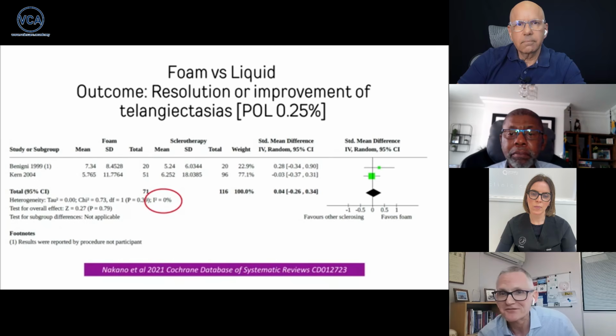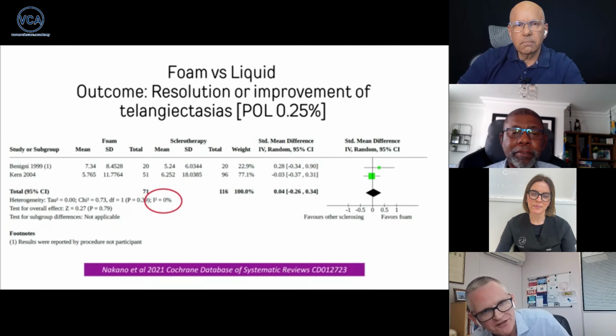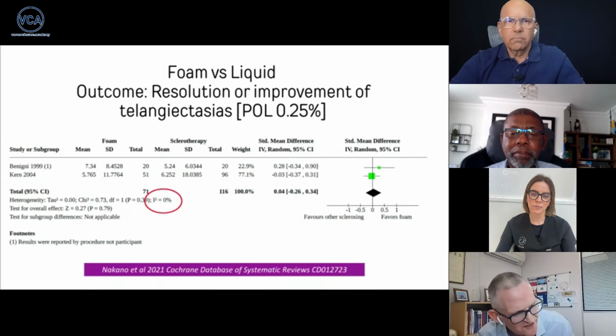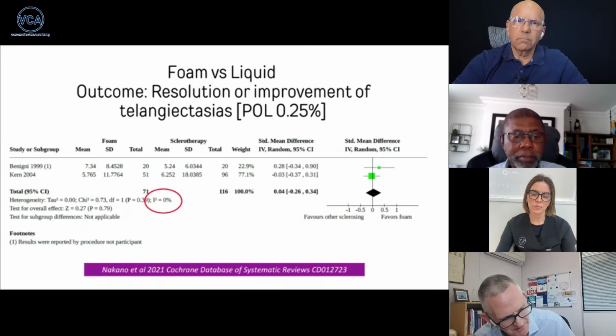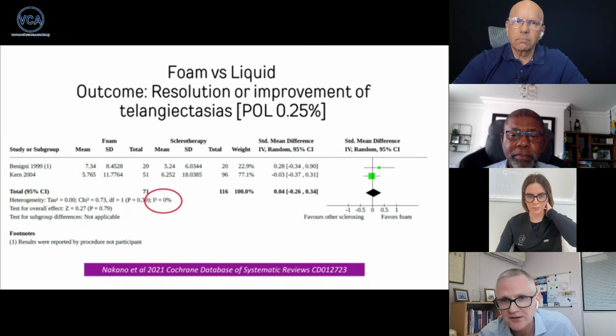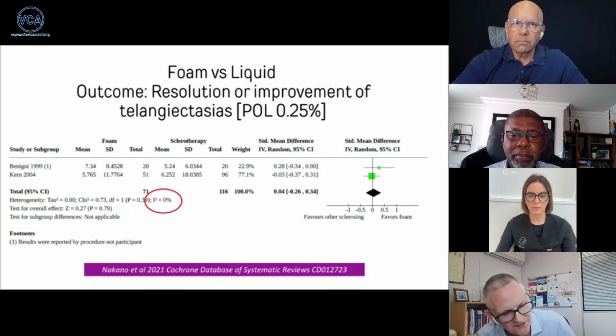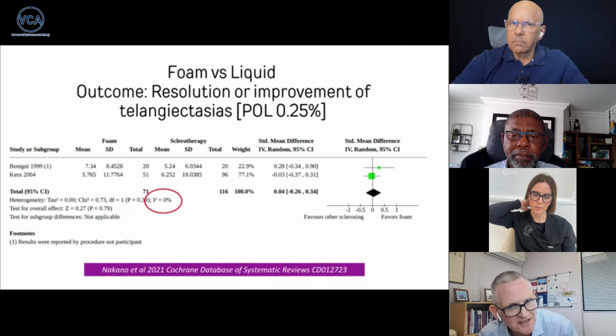Does that make sense? I've tried to do it quite concisely. We haven't included it here, but it went further in the document. There was another meta-analysis done looking at pigmentation, and again there was no difference between foam and liquid in terms of pigmentation. There was a difference, however, in terms of telangiectatic matting, and matting was more prevalent using foam than it was using liquid.